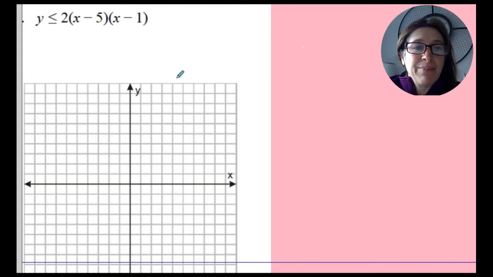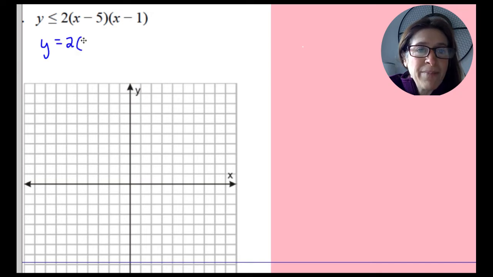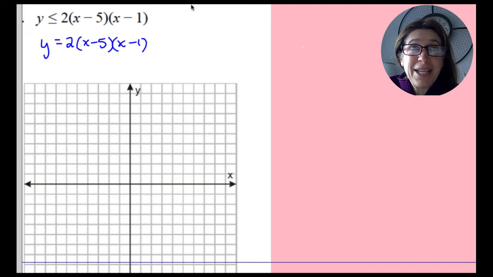Okay, so I'm looking at this. When we graph it, the inequality symbol doesn't matter, so we really want to consider it without the inequality symbol. I'm going to look at this as y equals 2(x minus 5)(x minus 1). Since we're starting to review for exams, it's important to say to yourself, what form is this? This is intercept form.